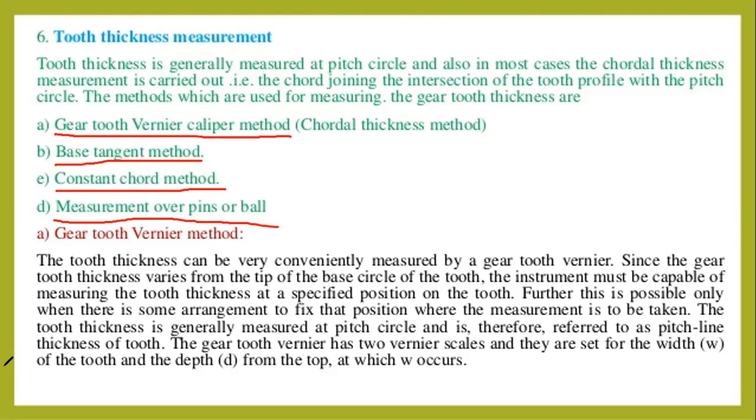So the gear tooth vernier has two vernier scales and they are set for the width of the tooth and the depth from the top at which W, that is the width, occurs. So in the gear tooth vernier, the scales have to be set for the width of the tooth and the depth from the top.